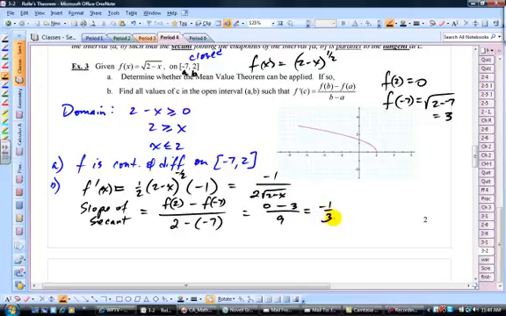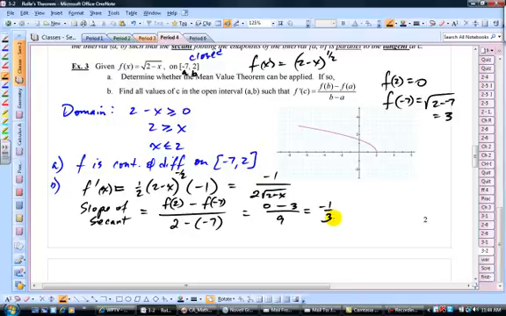-1/3. What does that represent? The slope of the secant line. Now Rolle's theorem states that somewhere in between a and b there exists a c, at least one, such that the slope of the tangent line, which is this derivative, is equal to the slope of the secant line, which is equal to -1/3.